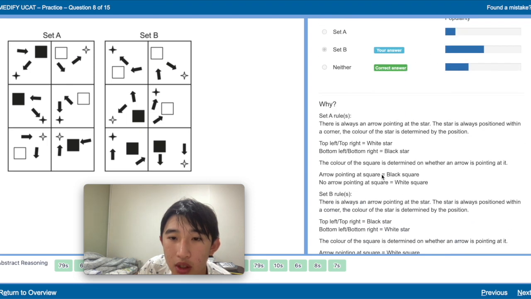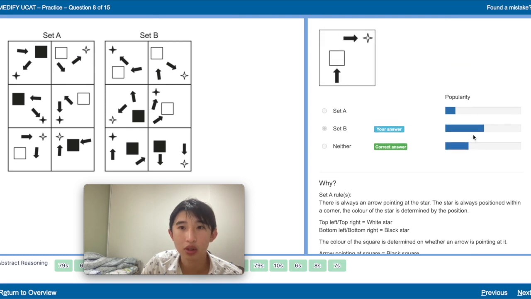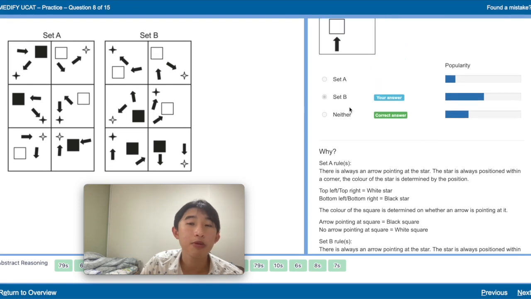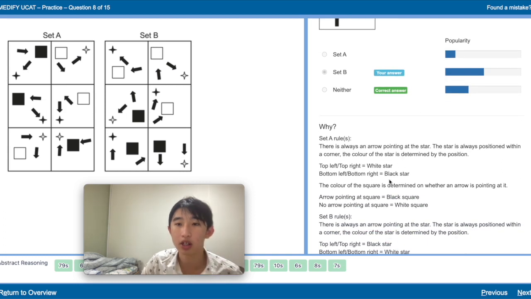Okay, this is long. So we figured out set A rule, there's always an arrow pointing at the star no matter the set. The star is always positioned within a corner. Okay, I didn't realize about that. The color of the star determines the position. Oh, we did not look at that actually. So if it's at the top, it's when it's star, yep.